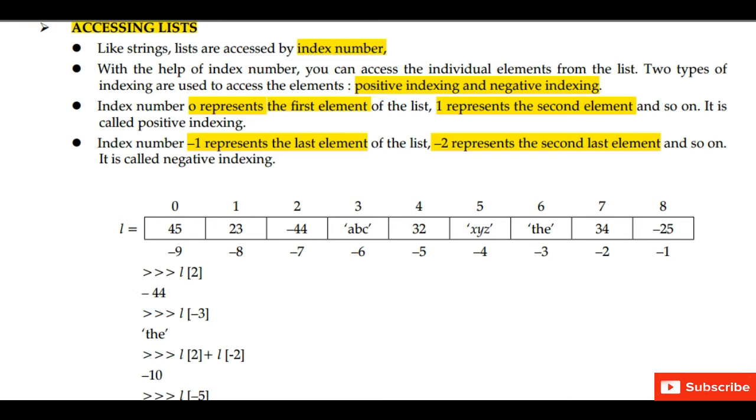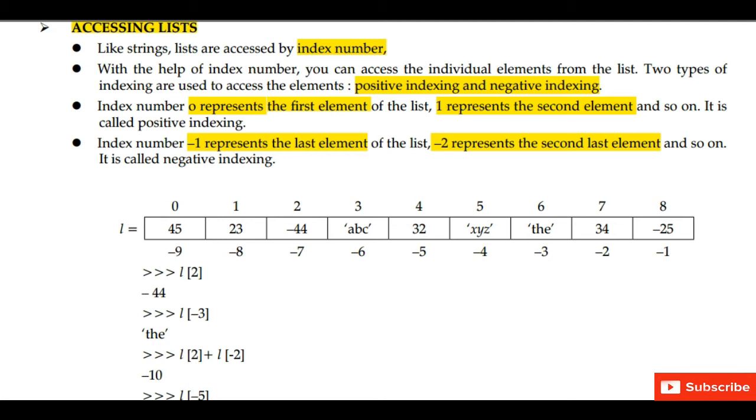Index number 0 represents the first element of the list. Index number 1 represents the second element, and so on. This is called positive indexing. Similarly, the index number -1 represents the last element of the list. -2 represents the second last element. -3 represents the third last element, and so on. This is called negative indexing. So we can represent the elements in any way as we wish.